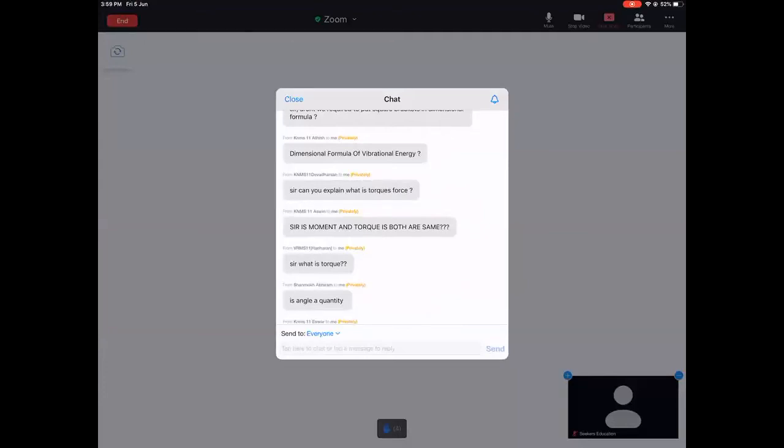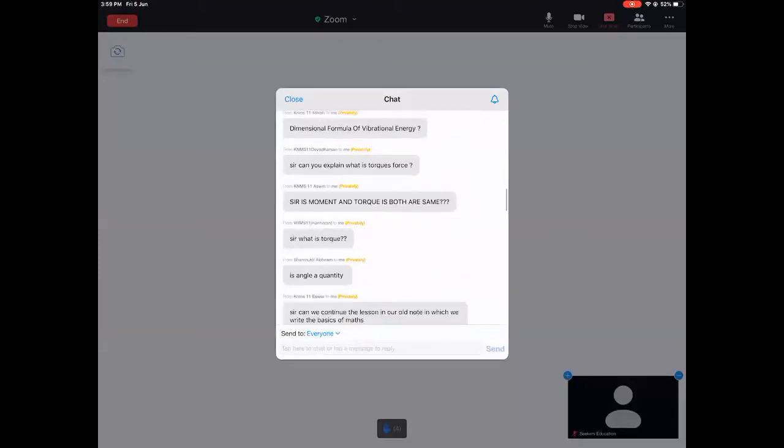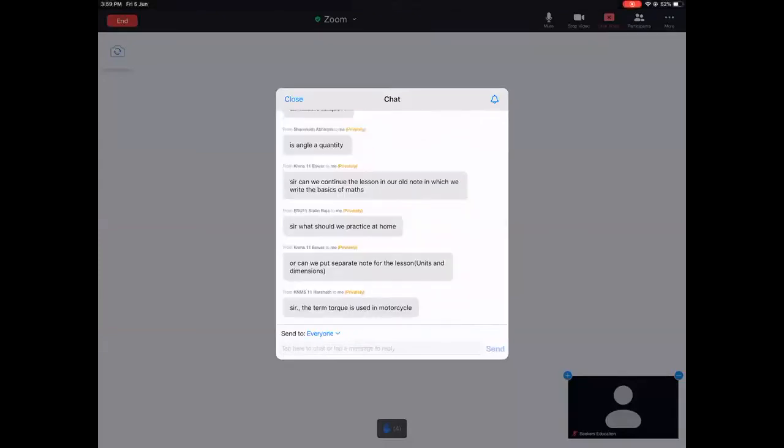Yeah, moment and torque are both the same. Torque is the rotatory effect of a force. Is angle a quantity? No. Yeah, you can carry on in your old note also. I have no problem.